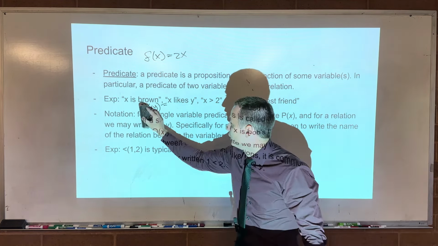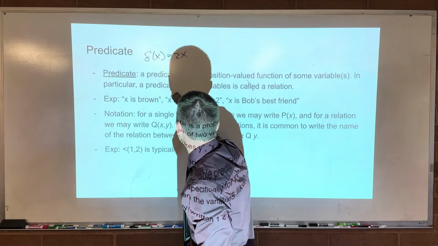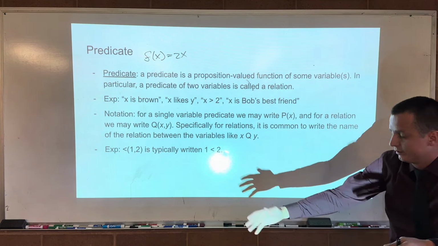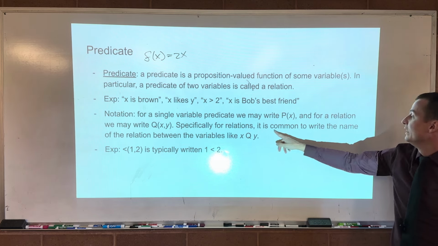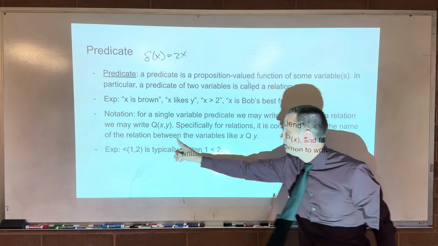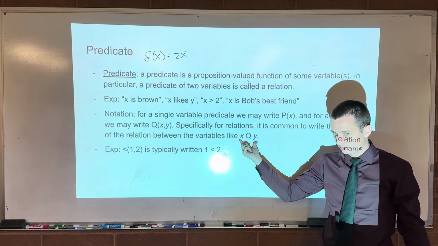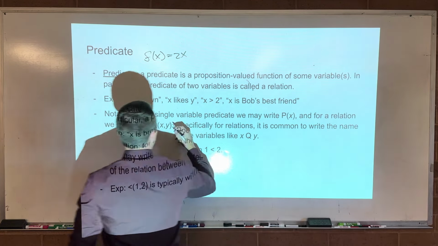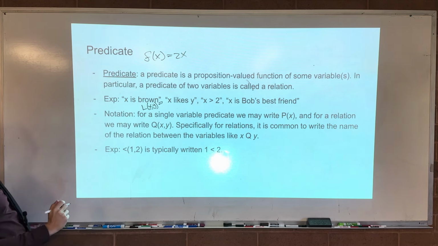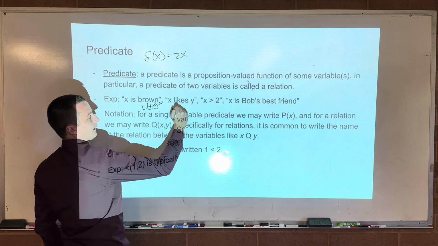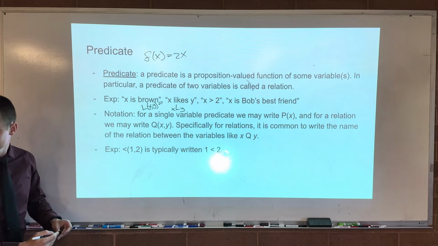So you can put any symbol here you want, and then that shows you what your variables are. And you just do whatever makes sense for your reader. Specifically for relations, it is common to write the name of the relation between the variables, like x q y. Sometimes we do this just when it's relations. So rather than writing the likes relation like that, we might have just as easily said X likes Y, because it reads well when it's a relation.